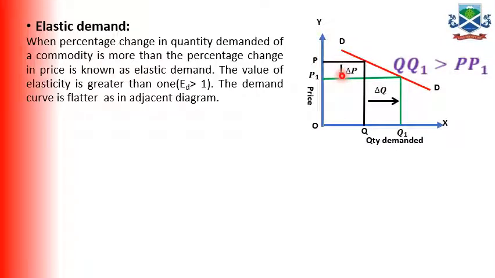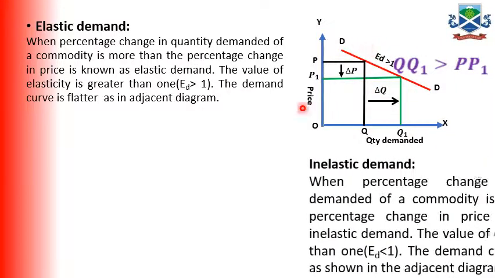Price is decreased a little as compared to the demand increase, and that's why, since the change in quantity demanded QQ1 is greater than the change in price, that is the percentage change, the ED value is greater than 1. We will also calculate this when we go to the geometric method, how it comes. When we put in the formula, we will get this ED value greater than 1.